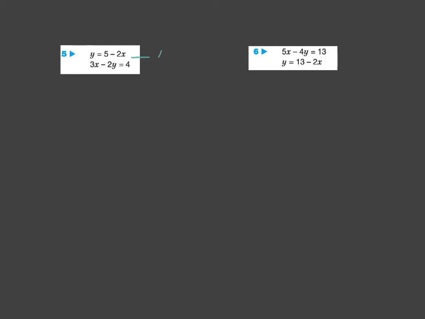In number 5, I'm going to number my equations. Equation 1 this time is where this y is the subject of the formula, so I'm going to do the substitution 1 into 2. I'm going to write down 2 and just check what my substitution will be. Y is 5 minus 2x, and so in the place of y I'm going to put 5 minus 2x, remembering the bracket. On the left it's 3x minus 2, and then y is 5 minus 2x is equal to 4.